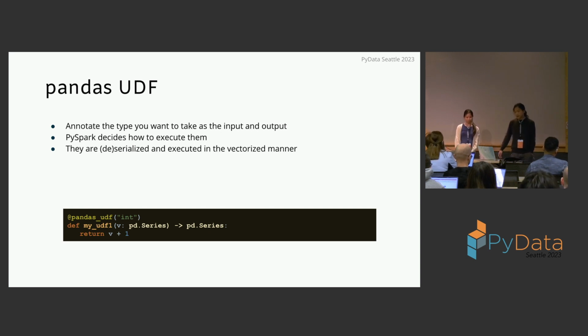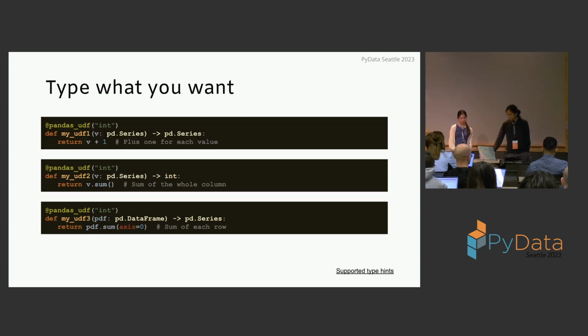They are serialized, deserialized, and then executed in a vectorized manner. Then it will leverage NumPy under the hood when it's actually executed. So these are the three examples. The first one, as I just mentioned, since I typed Pandas Series as an input and output, it transformed the values. And then the second one is the aggregation example.